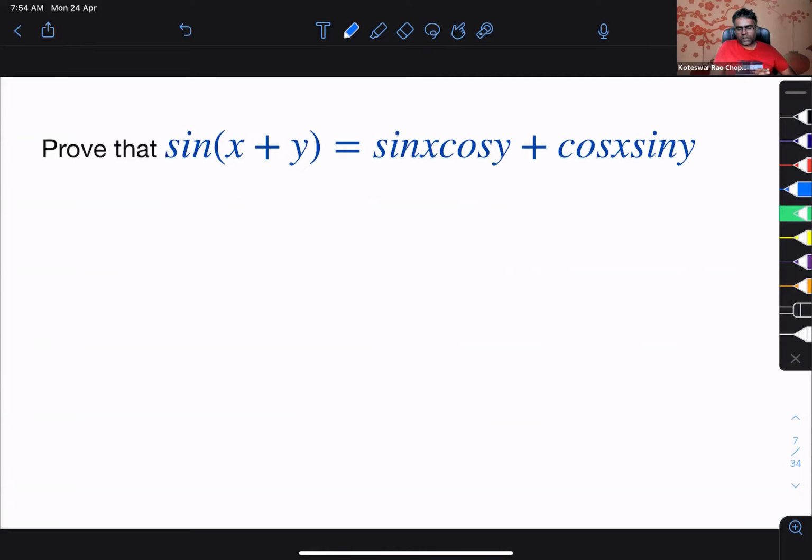Okay, so now sine of x plus y is equal to sine x into cos y plus cos x into sine y. So this is what we will try to look at now. So what can we do here? Do you think I should give you some time to try using whatever we have proved? I'll pause. Use whatever we have seen and then try to prove this.